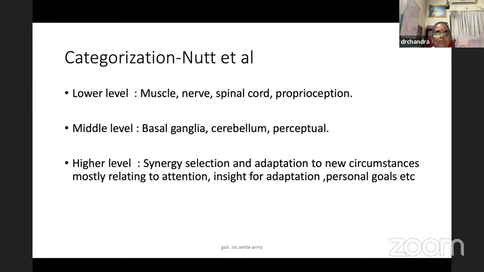Then abnormalities are categorized as lower level, middle level, and higher level. Lower level is for muscle, nerve, spinal cord, and proprioception. Middle level is for basal ganglia, cerebellum, and perception based. And higher level is synergy selection and adaptation to new circumstances, mostly relating to attention, insight for adaptation, and personal goals. So these are very cautious gaits. It will appear that the patient is very cautious rather than having a gait abnormality. That is the higher level gait abnormality. Middle level, lower level, higher level. That is the classification by Nutt.